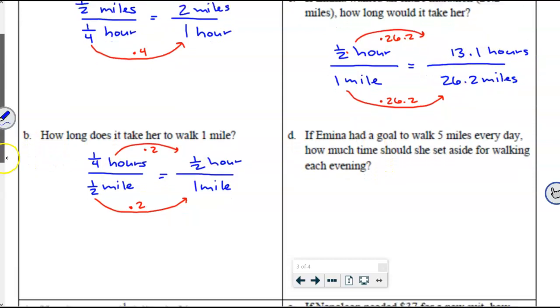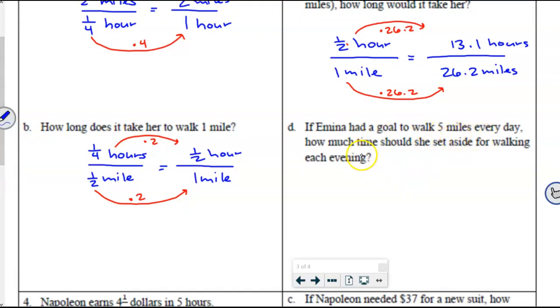If Yemina had a goal to walk 5 miles every day, how much time should she set aside for walking each evening? So now again, I'm starting at the end here. The end result is we want it to be 5 miles. So I'm going to choose the unit rate. That would be this one right here. I'm going to choose the unit rate here that is going to change miles into miles.